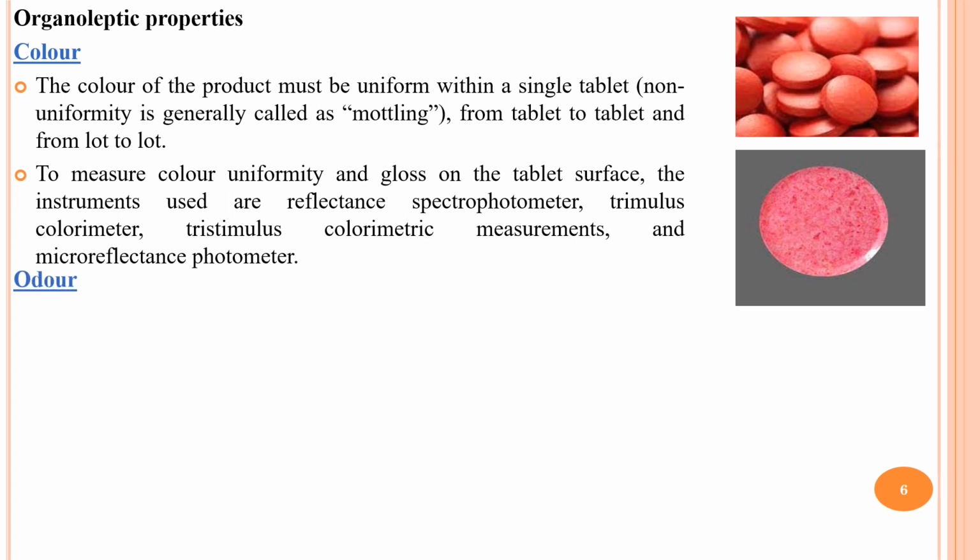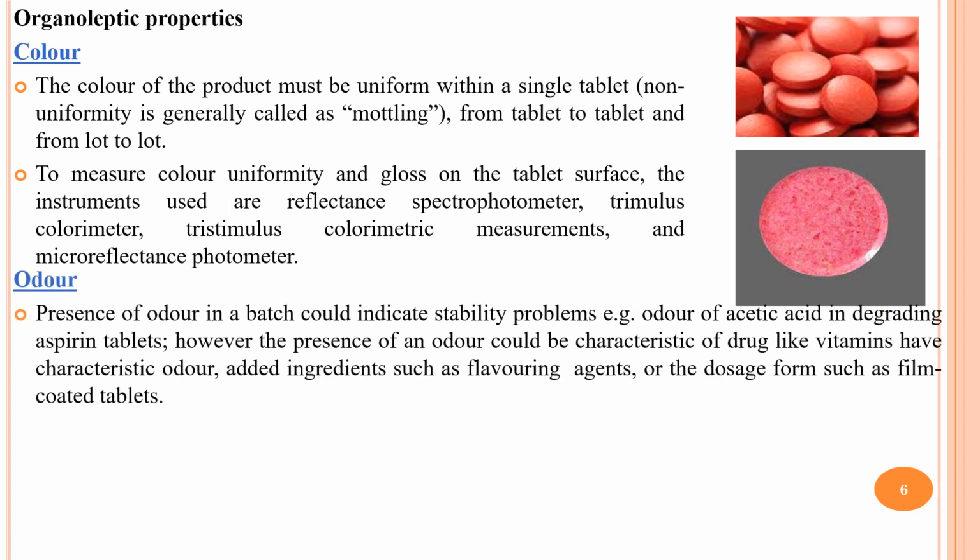Next property is the odor. Presence of odor in a batch could indicate stability problems such as odor of acetic acid in degrading aspirin tablets. However, the presence of an odor could be characteristic of drug, like vitamins have characteristic odor, added ingredients such as flavoring agent, or the dosage form such as film coated tablets.